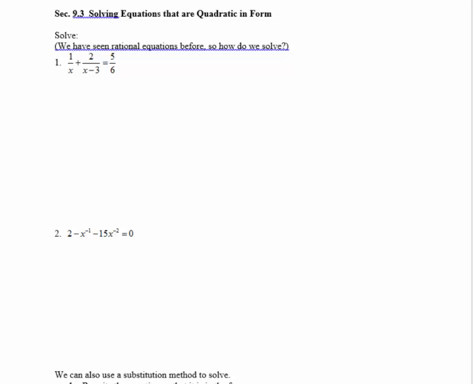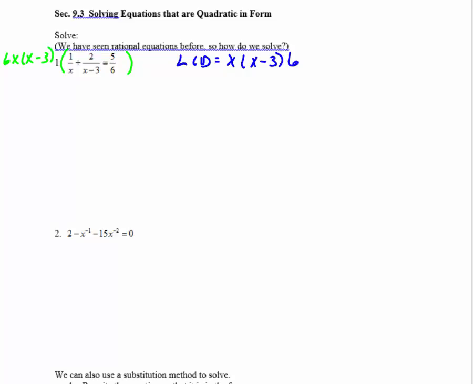This is a rational equation. Rational means fractions. And how do we solve fractional equations? We find the LCD. So looking at our denominators, we have an x minus 3, and a 6. So our LCD would be the x minus 3, and the 6. There's nothing in common. So we'll need to multiply everything by 6x and x minus 3.